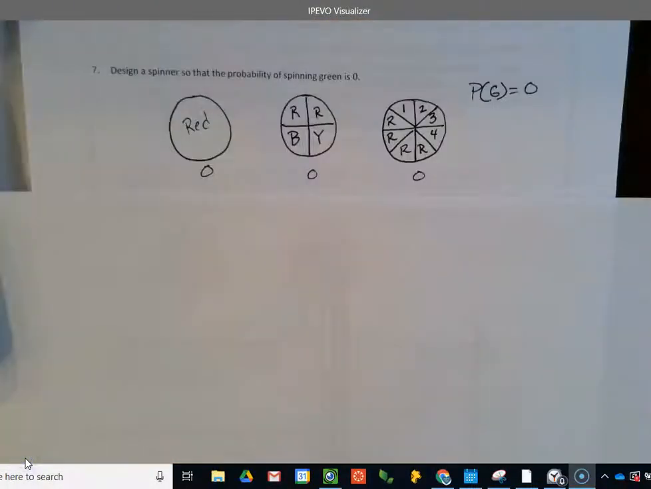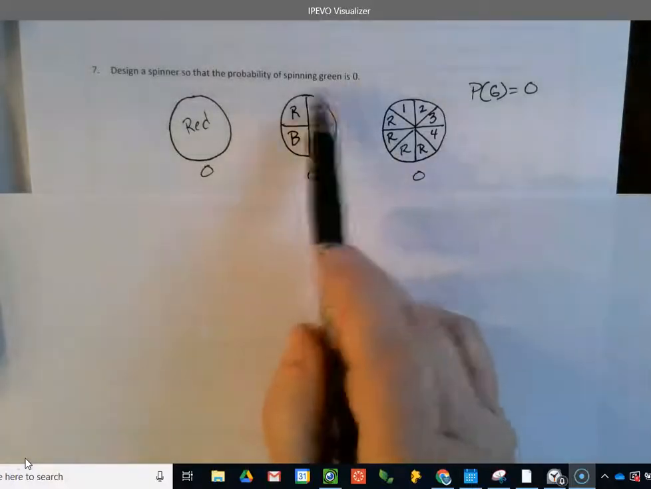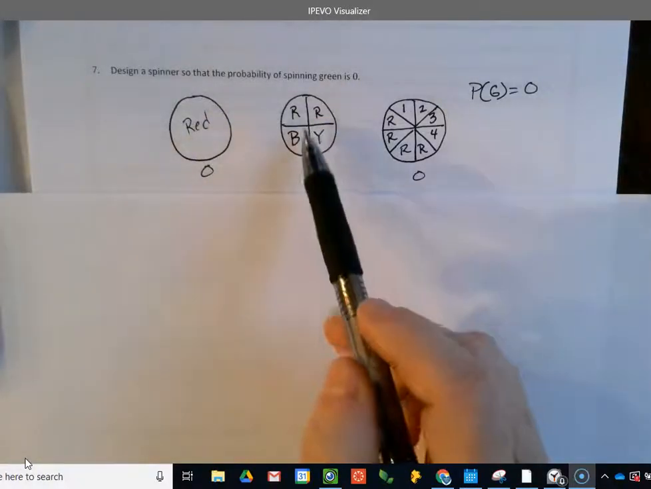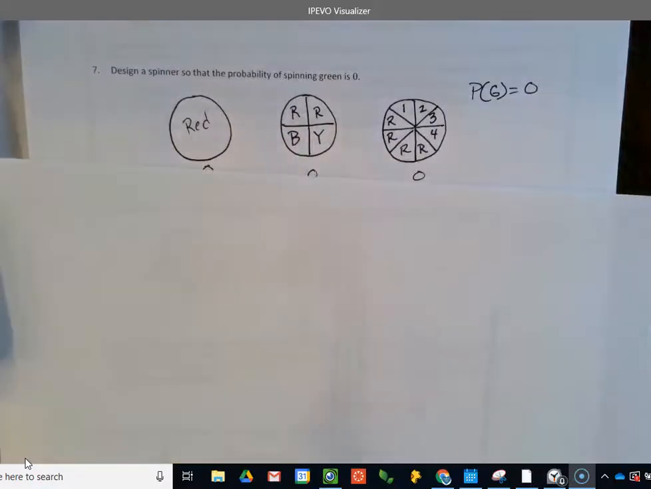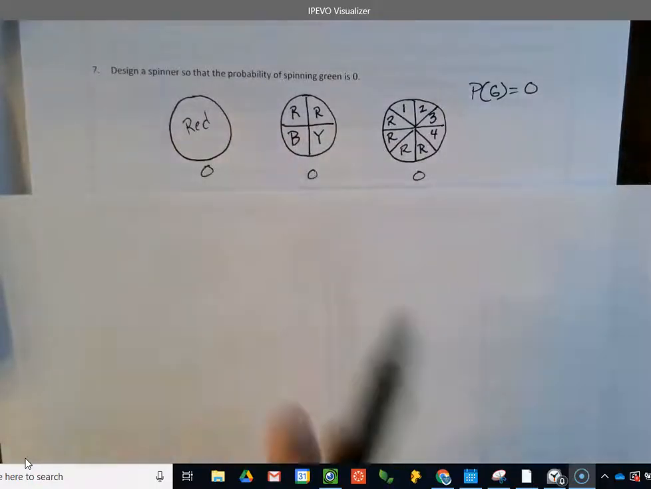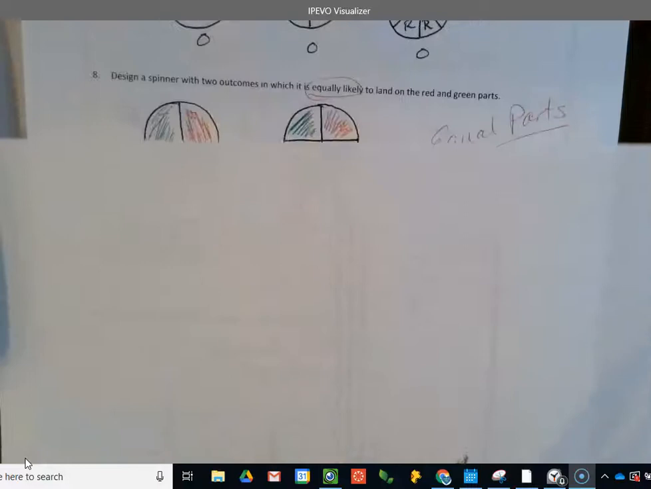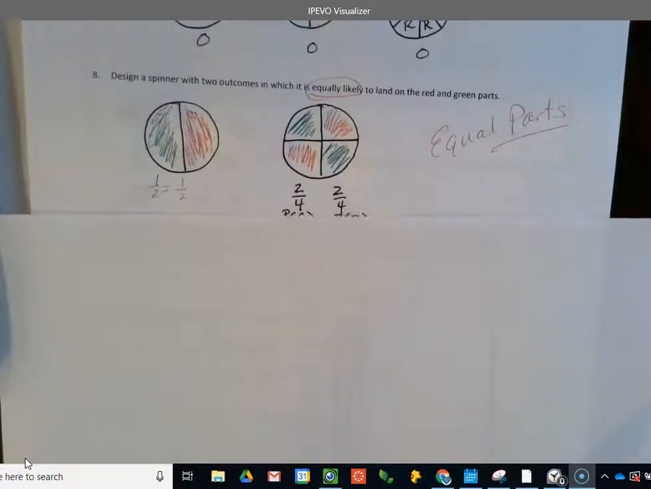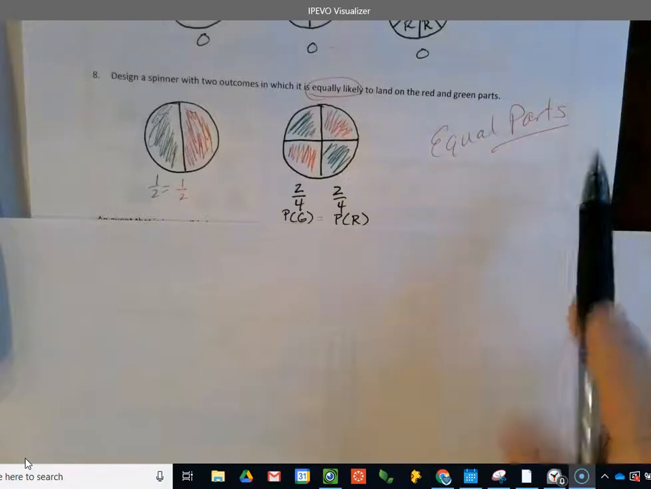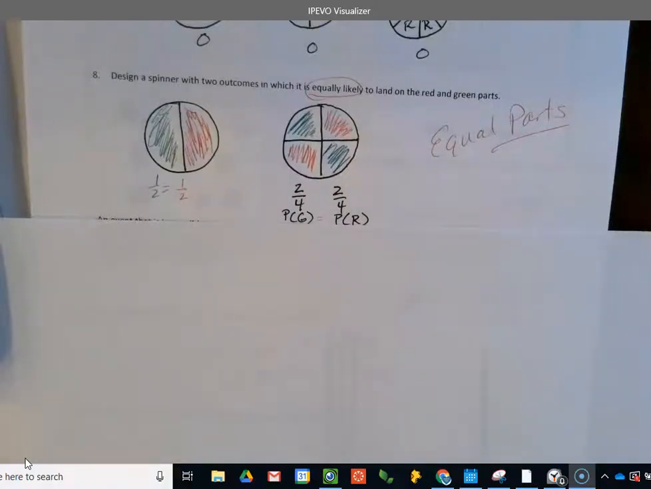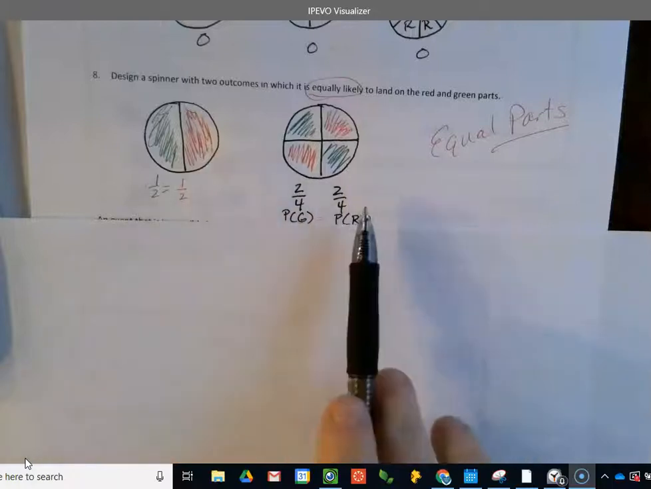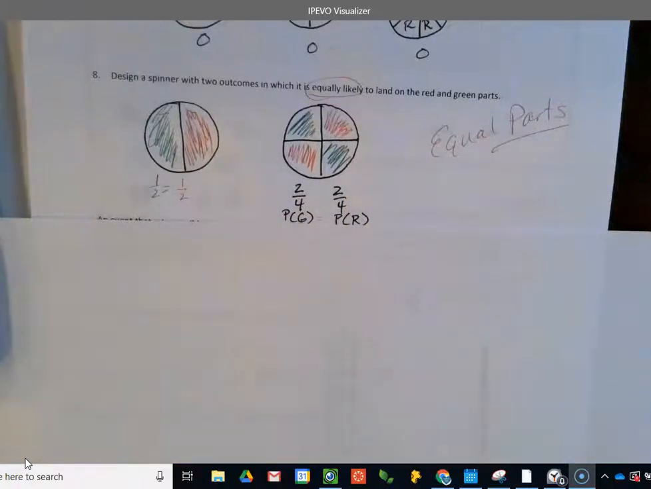Okay, looking for a probability of 0 for spinning a green would mean that there's absolutely no green anywhere on the spinner. So there's just some random examples. On the next one, you can compare equally likely. So as long as there are an equal number of parts that are green as there are red, equal parts, equal size, then you are going to have equal likelihood of it occurring.